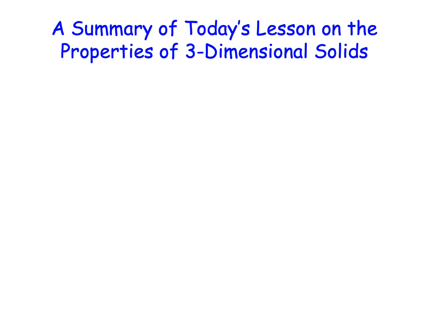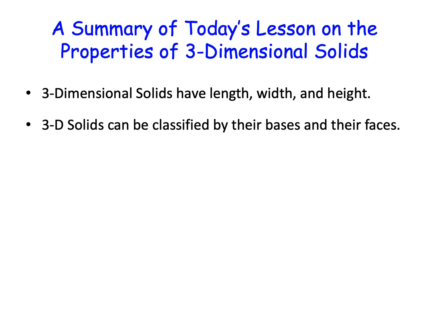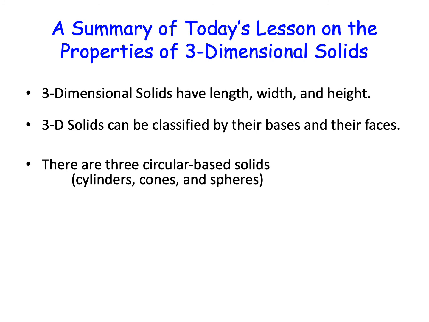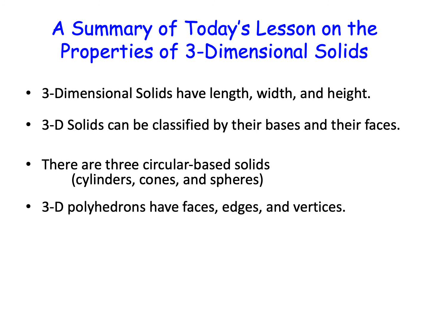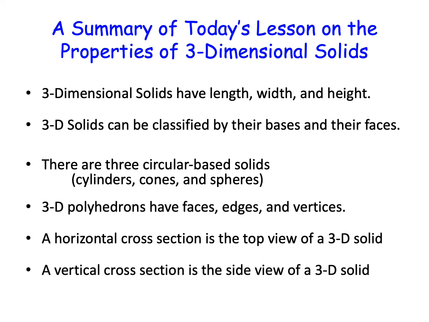In summary, for today's lesson on the properties of three-dimensional solids, we saw that three-dimensional solids have length, width, and height. 3D solids can be classified by their bases and their faces. There are 3 circular base solids: cylinders, cones, and spheres. 3D polyhedrons have faces, edges, and vertices. A horizontal cross-section is the top view of a 3D solid. A vertical cross-section is the side view of a 3D solid.